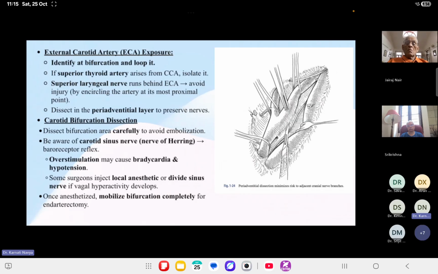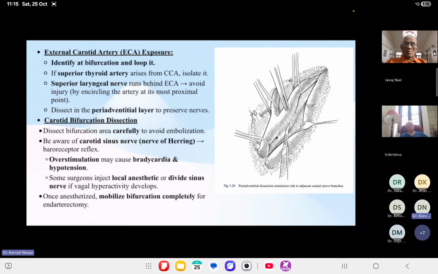Then comes the external carotid artery exposure. It is identified at the bifurcation and looped. If the superior thyroid artery arises from the common carotid artery, then it should be isolated. The superior laryngeal nerve runs behind the external carotid artery, so injury should be avoided by encircling the artery at its most proximal point and dissecting in the periadventitial area to preserve all the nerves. Here you can see the superior laryngeal nerve running behind the external carotid artery.